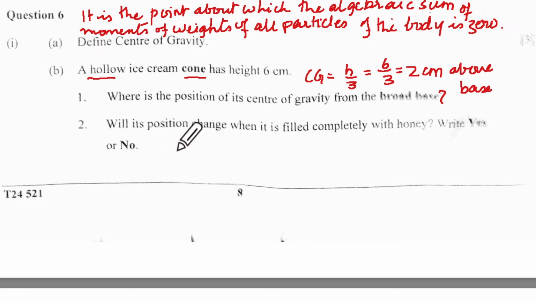Okay? Now, will the position change if it is filled completely with honey? Now, honey is a viscous fluid, which means it is no longer hollow, but it is going to be a solid cone, not really solid in the sense of solid metal, but yet it will not be hollow. If it was a solid cone, it would have the center of gravity at h upon 4, that means 6 upon 4, which means 1.5 centimeter above the base, which means the position will change. Now they're saying just write yes or no. So you will say yes.